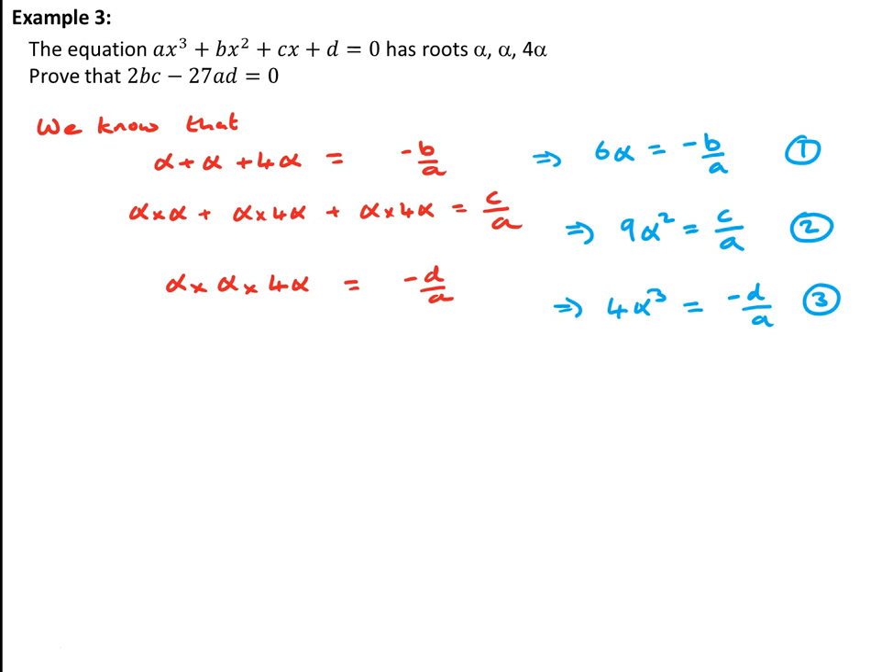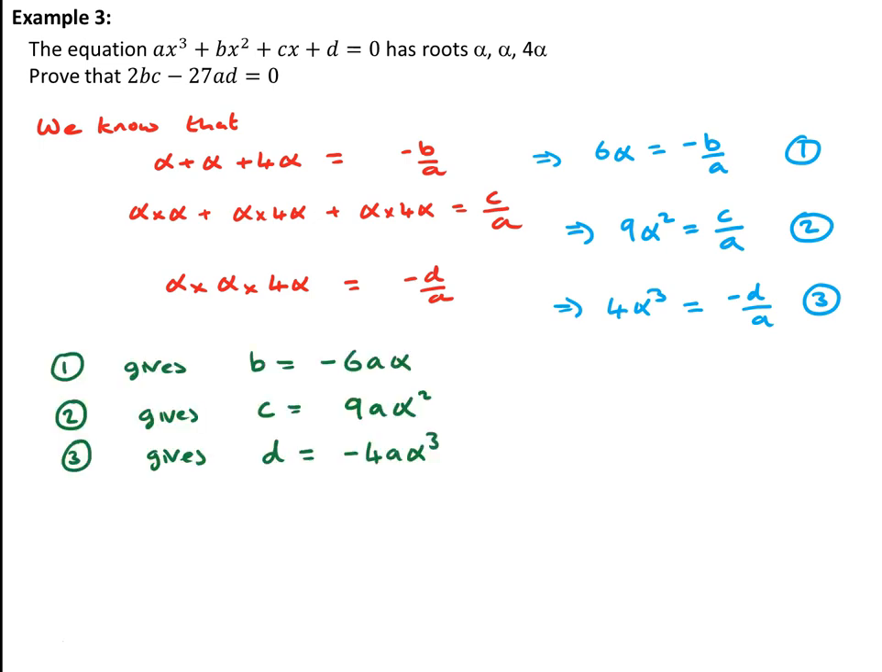Now equation 1 tells me that b is minus 6a alpha. Equation 2 tells me that c is 9a alpha squared. And equation 3 tells me that d is minus 4a alpha cubed.